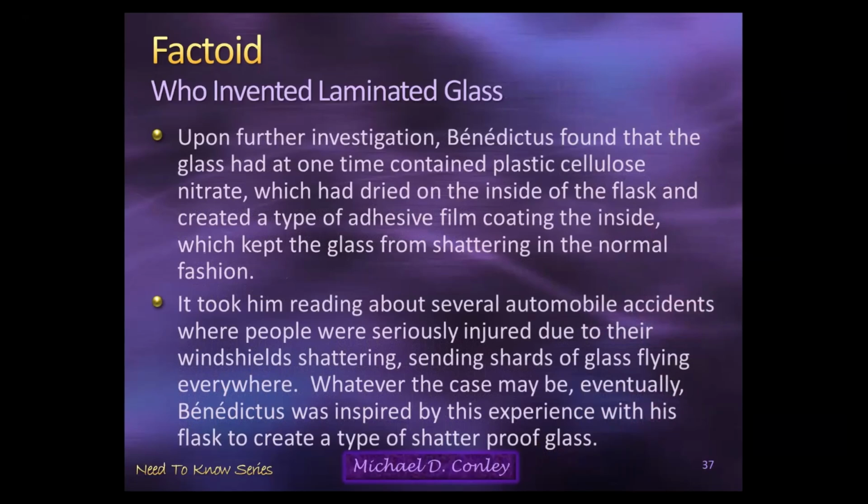Getting back to Benedictus, upon further investigation, Benedictus found that the glass had one time contained plastic cellulose nitrate, which had dried on the inside of the flask and created a type of adhesive film coating the inside. That kept the glass from shattering in the normal sense of the breakage. It took him reading about several automobile accidents where people were seriously injured due to their windshield shattering, sending shards of glass flying everywhere. Whatever the case may be, eventually Benedictus was inspired by this experience with his flask to create a type of shatterproof glass.